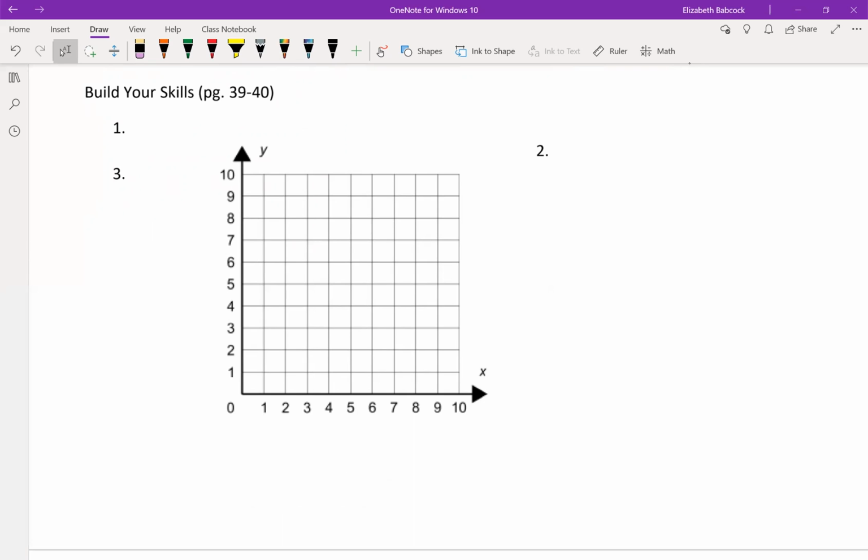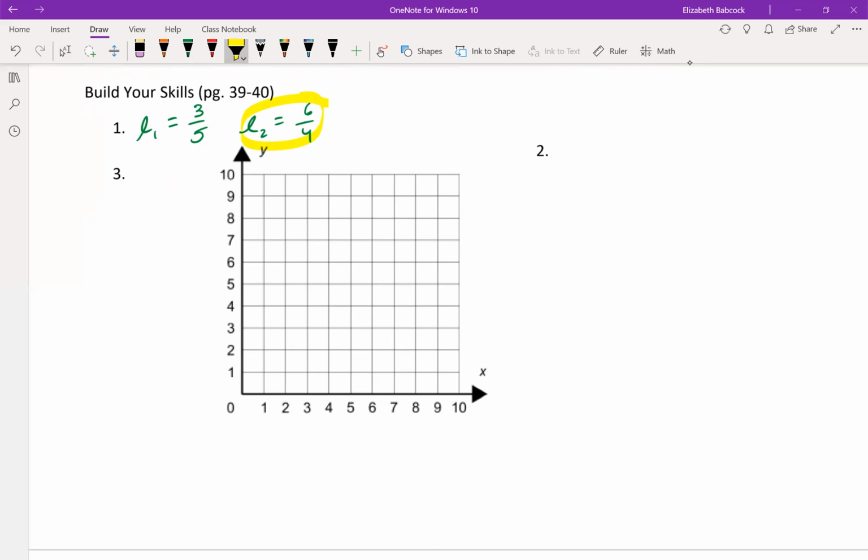Okay, question 1 is asking you to identify which line is steeper after you calculate the slopes. So I'm going to calculate the slope for line 1, which is 3 over 5. Line 2 is 1, 2, 3, 4, 5, 6, so 6 over 4. Which one is steeper? That should be a pretty easy answer. If you put them into decimals, which one is going to give you a number greater than 1? Line 2. Line 2 is steeper.